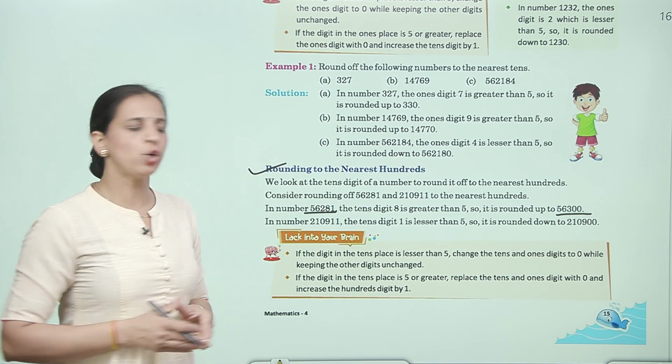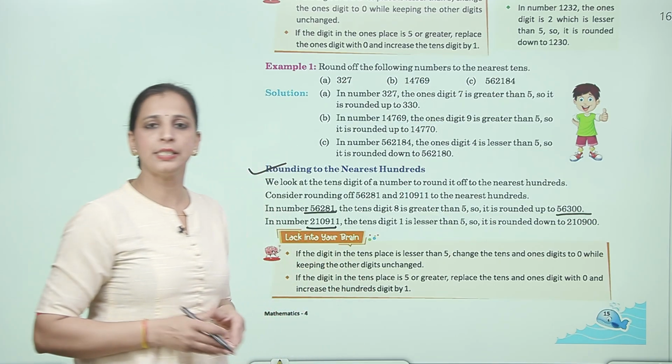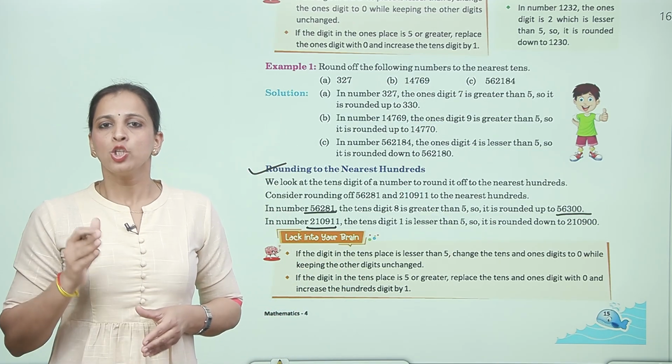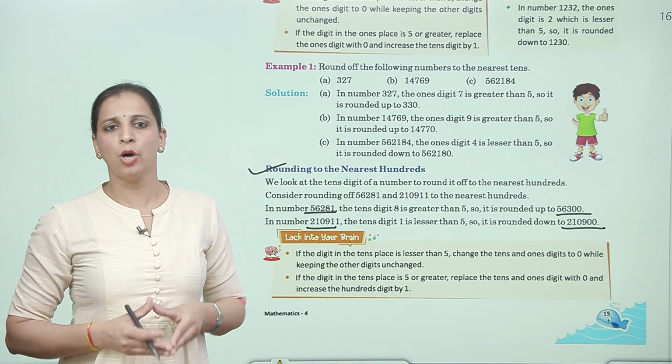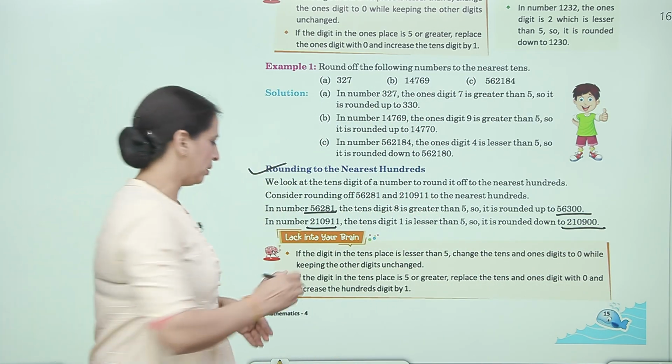In number 210911, the tens digit is 1, lesser than 5, so it is rounded down to 210900. Now, lock into your brain.